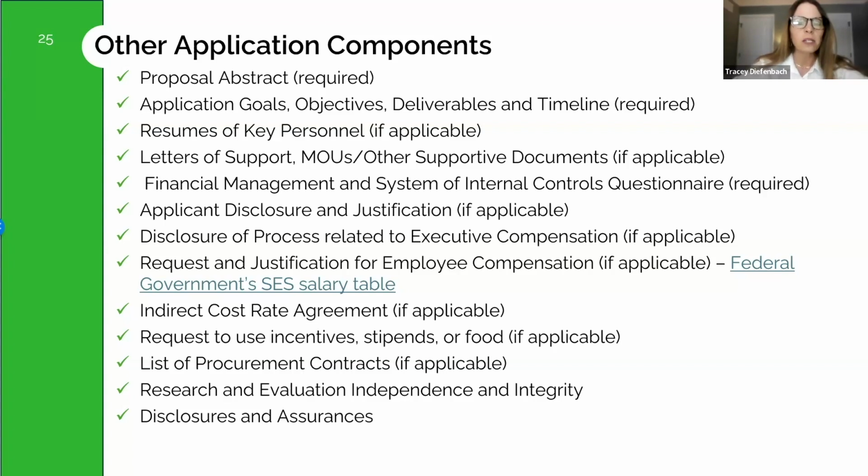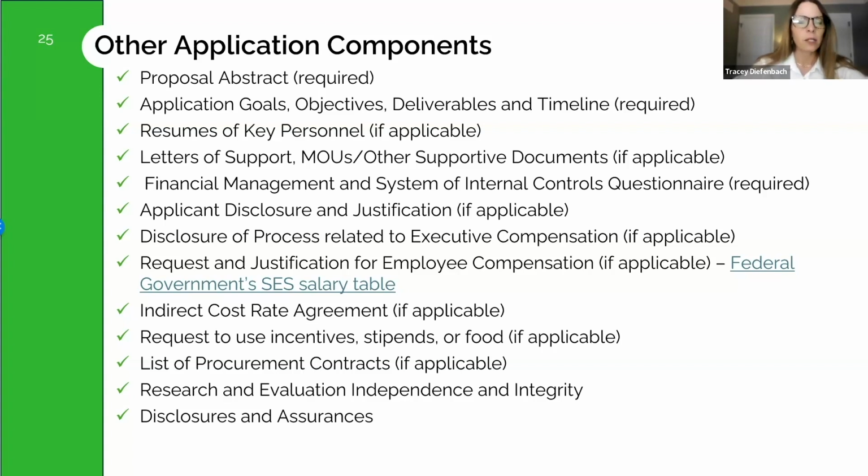If the applicant is requesting indirect cost and has a federally approved indirect cost rate agreement, a current indirect cost rate agreement must be attached and submitted with the application. As mentioned, if an applicant is requesting funds for incentives, stipends, or food, prior approval is required and justification must be provided with the submitted application. For proposed contracts and subrecipients related to the project, applicants should include a list of contracts providing details such as the vendor name and location, contract amount, services provided, and contract duration.